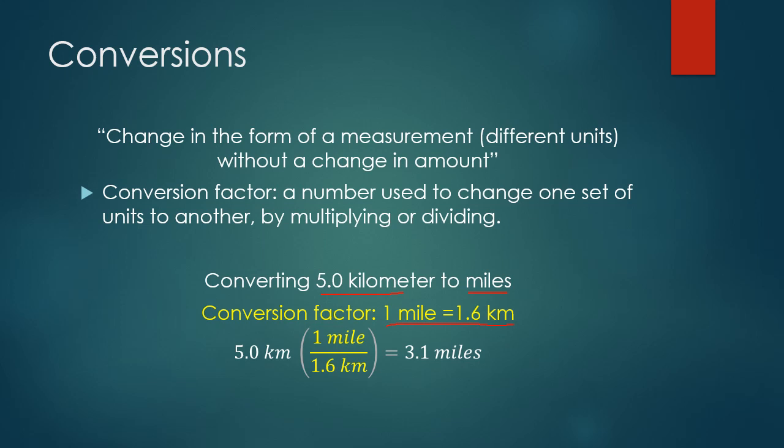And how I'm going to use that is I am going to place it next to my original amount. So I'm starting with my 5 kilometers. I'm going to then use my conversion factors, putting the kilometers on the bottom so that they cancel, and leaving my miles on top. And what I'm actually doing here is I'm dividing. I'm taking 5 and dividing it by 1.6 to get a total of 3.1 miles. So 5 kilometers is equal to 3.1 miles. The numbers are different, the units are different, but the actual distance is the same.